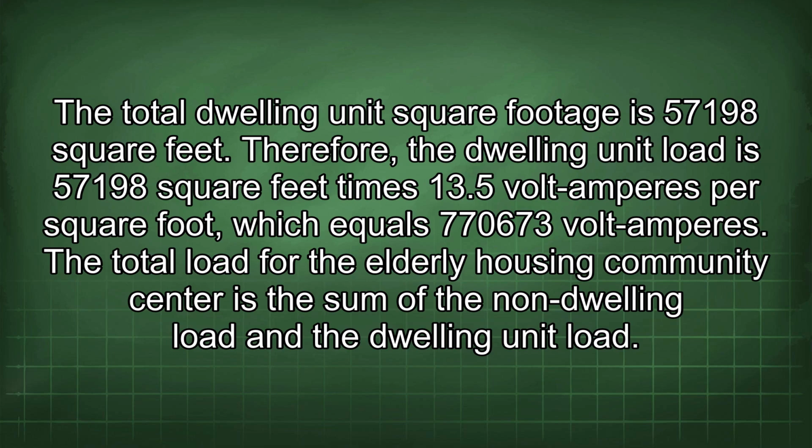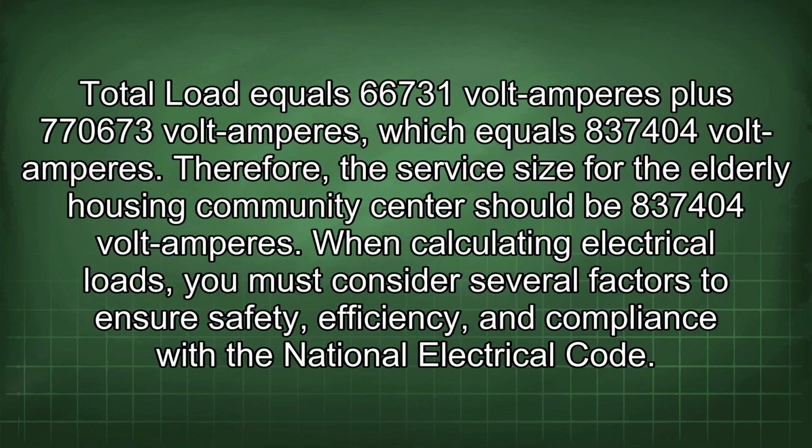The total load for the elderly housing community centre is the sum of the non-dwelling load and the dwelling unit load. Total load equals 66,731 volt-amperes plus 770,673 volt-amperes, which equals 837,404 volt-amperes. Therefore, the service size for the elderly housing community centre should be 837,404 volt-amperes.